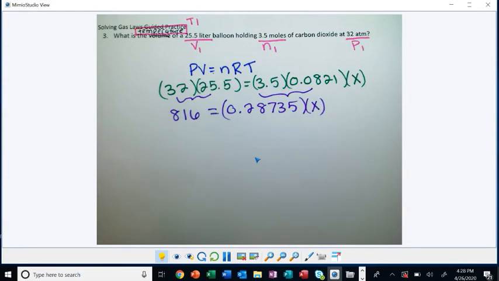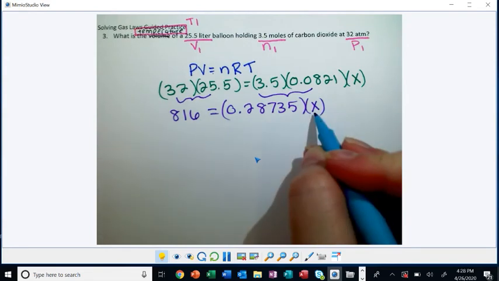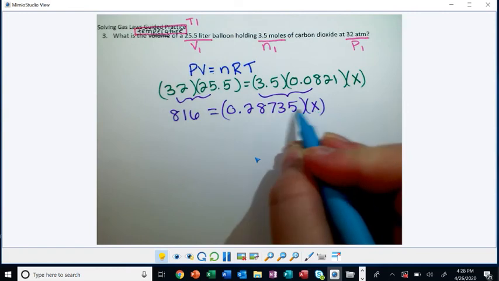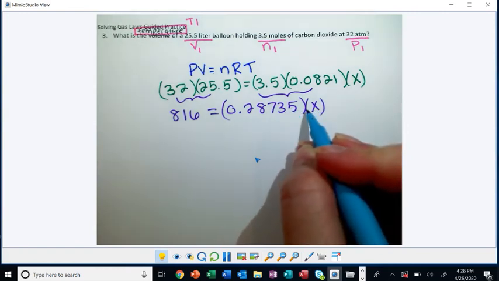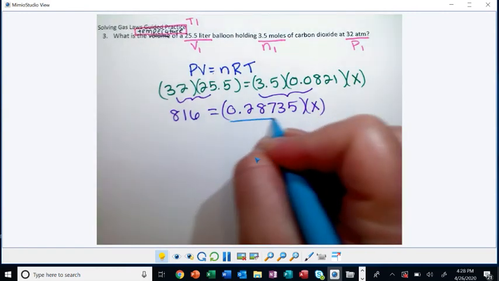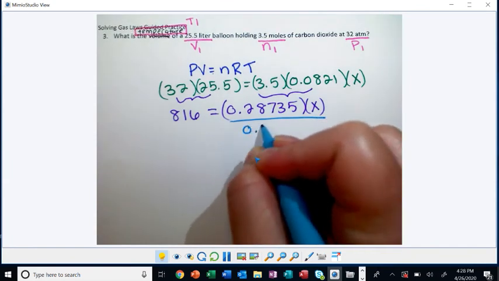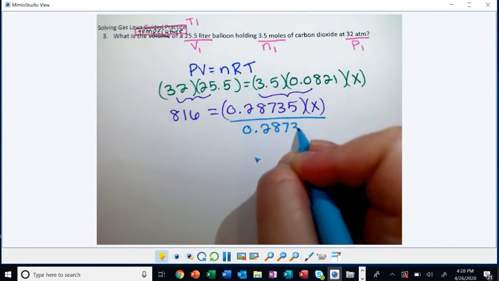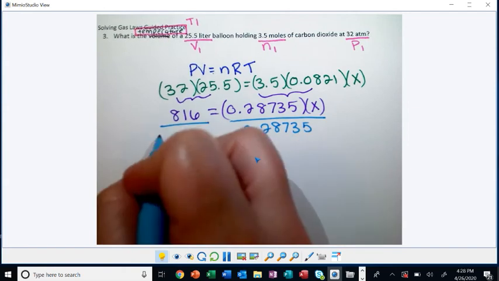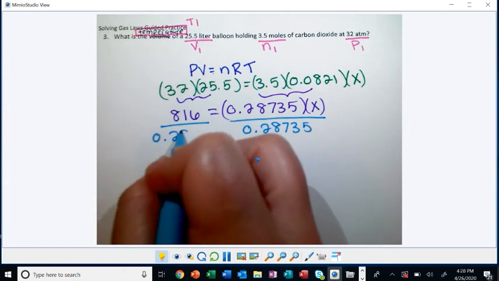All right. Now I want to get X by itself. So remember, if X is next to the number, that means multiplication. So I need to do the opposite of multiplication, which is division. What you do to one side, you must do to the other.